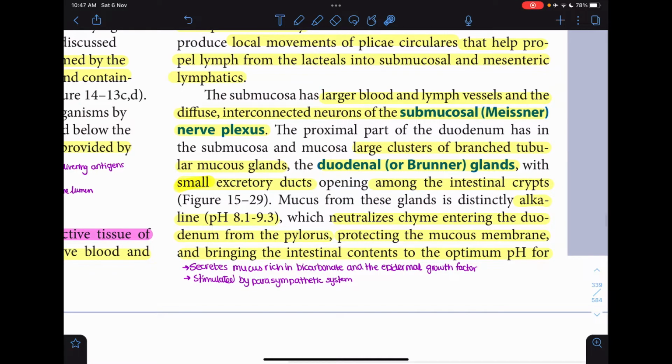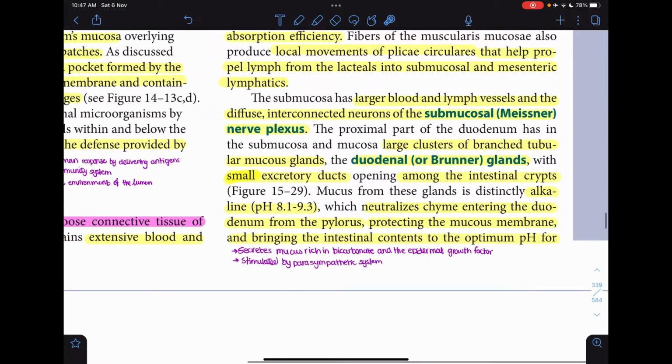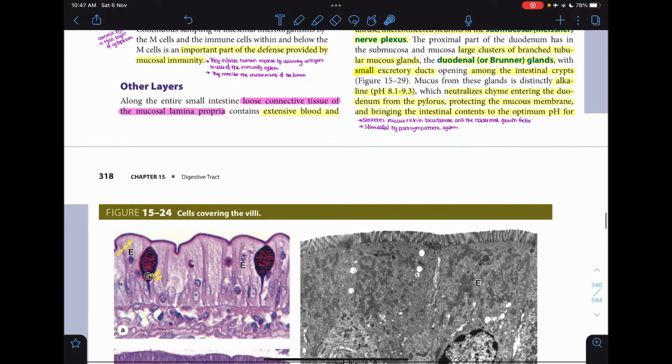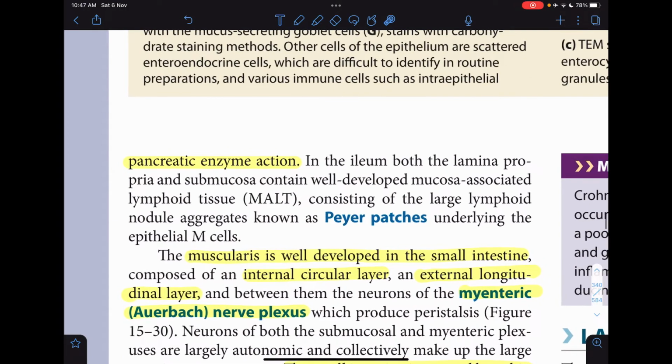So the mucus that's secreted, the one we talked about now, the mucus from the Brunner glands, is rich in bicarbonate and the epidermal growth factor, and the secretion is stimulated by the parasympathetic system. They need to be at the optimum temperature so that pancreatic enzyme action happens, so that absorption and so on happens.